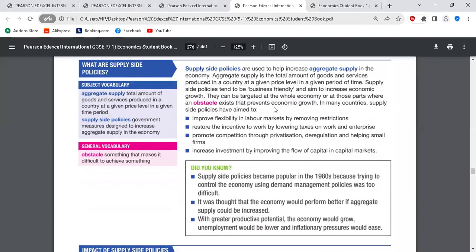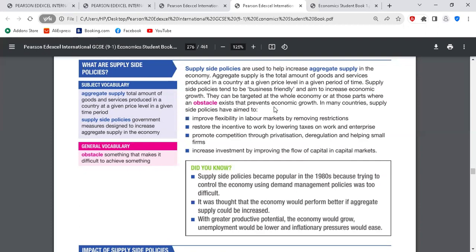What are supply side policies? Supply side policies are used to help increase aggregate supply in the economy. Aggregate supply is the total amount of goods and services produced in the country at a given price level in a given period of time. Supply side policies tend to be business friendly and aim to increase economic growth. They can be targeted at the whole economy or at those parts where an obstacle exists that prevents economic growth. In many countries, supply side policies are aimed to.